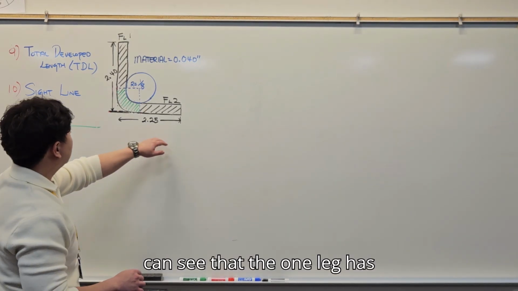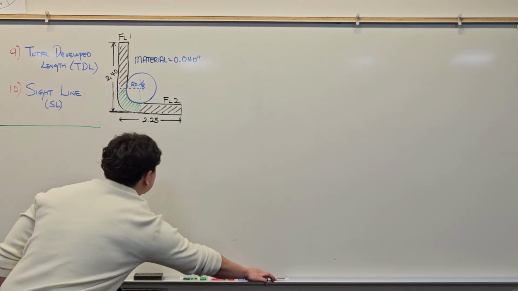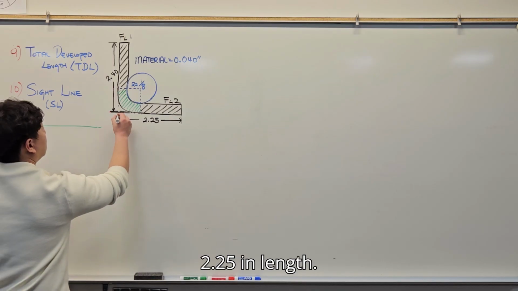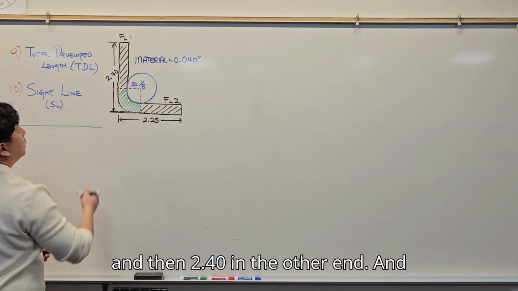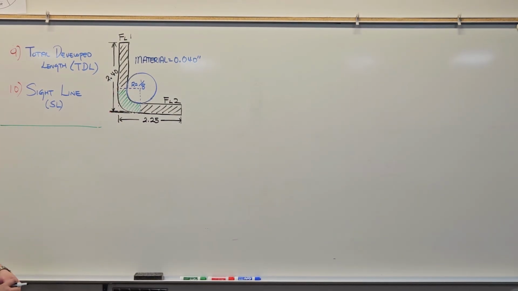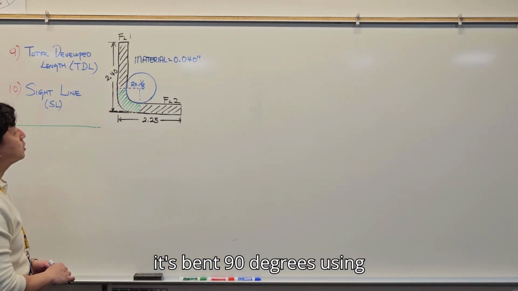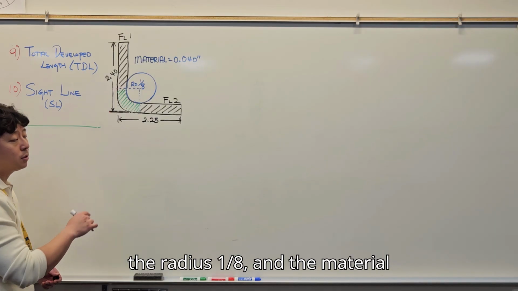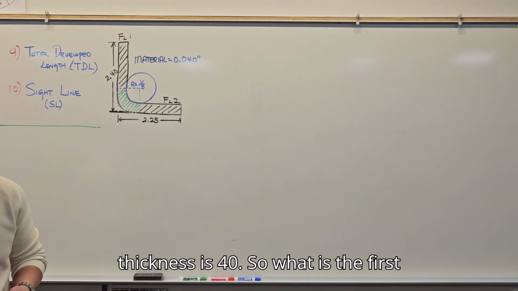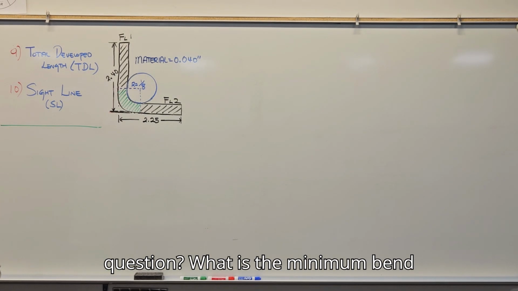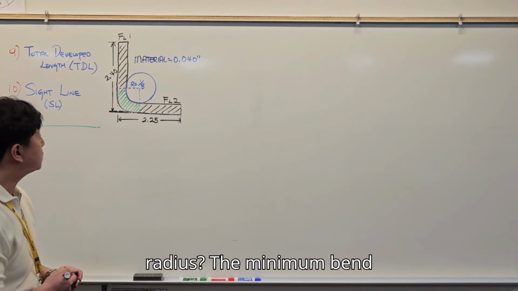You can see that the one leg has 2.25 in length and then 2.40 in the other length. And it's bent 90 degrees using the radius 1/8, and the material thickness is 40 thou. So what is the first question? What is the minimum bend radius?